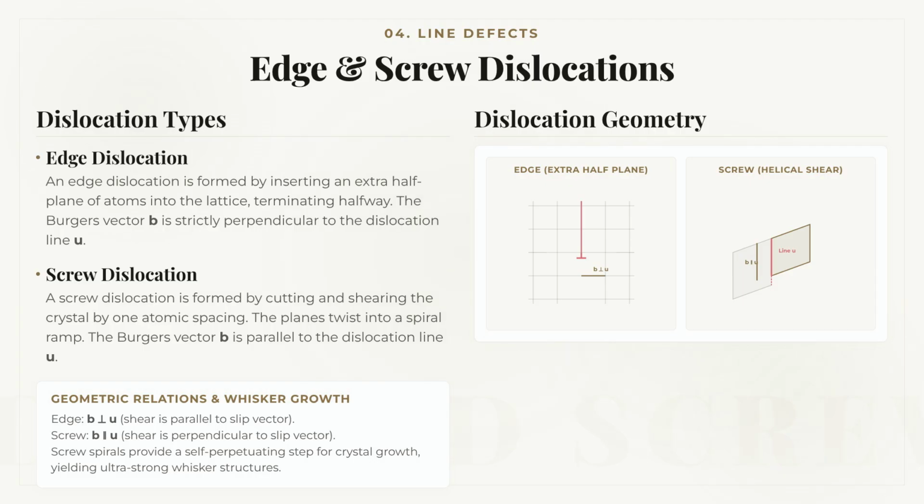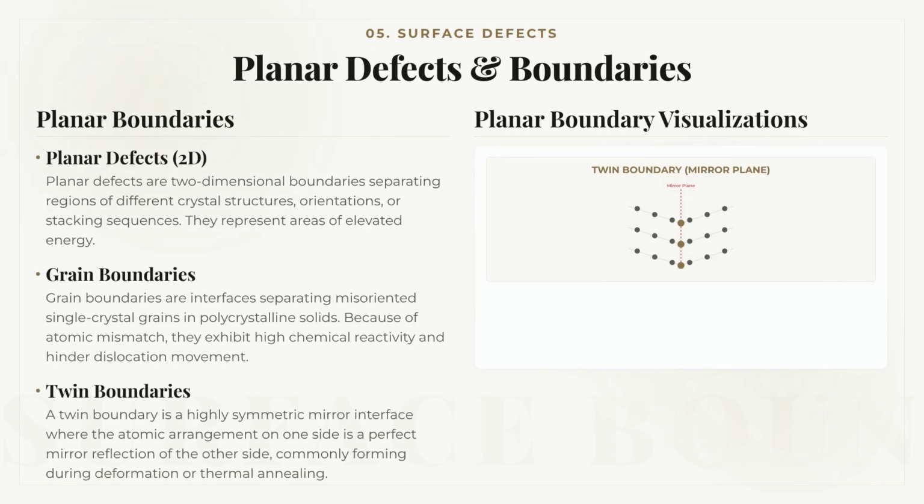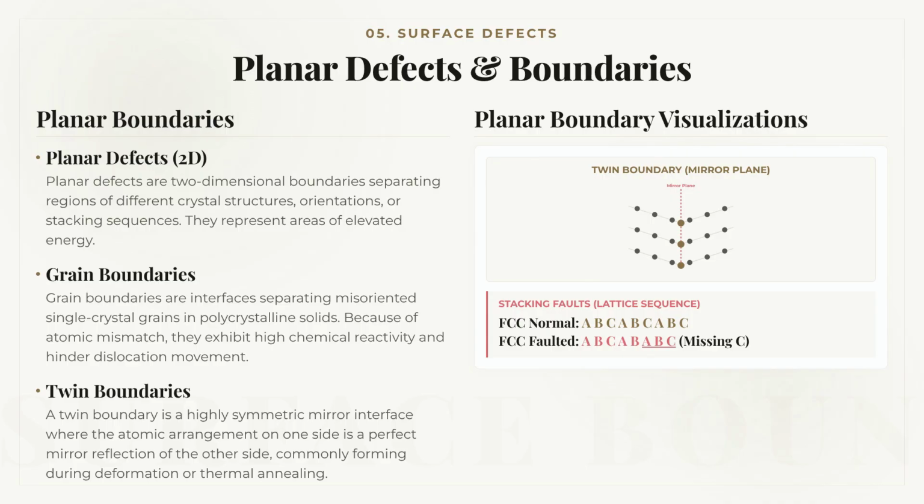Now let us discuss surface defects. Surface defects are two-dimensional imperfections that occur at the boundaries between different regions of a crystal. One important example is the small angle grain boundary, also called the tilt boundary. Sometimes, two neighboring crystal regions are not perfectly aligned. Instead, one region is slightly tilted with respect to the other. The boundary separating these regions consists of a regular array of edge dislocations.